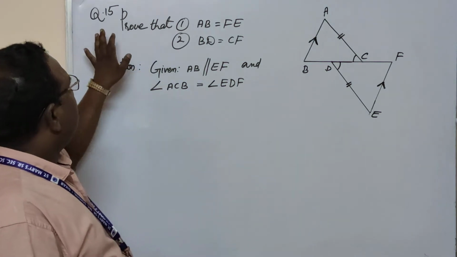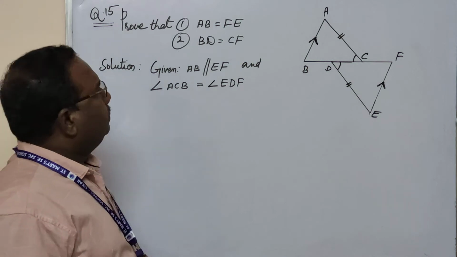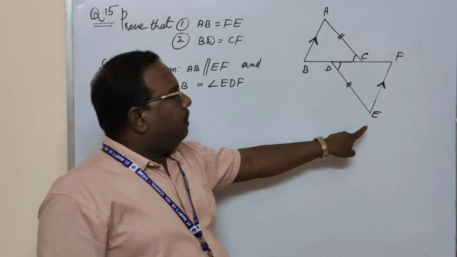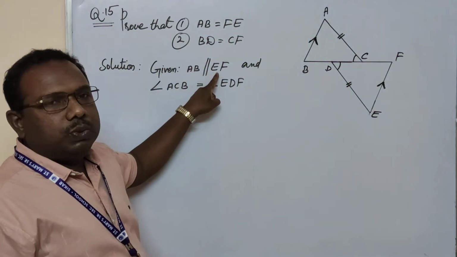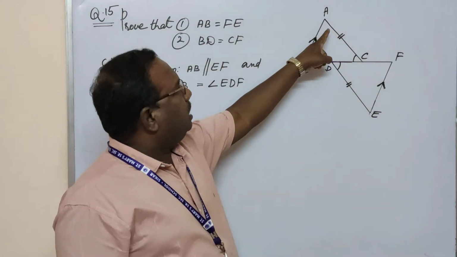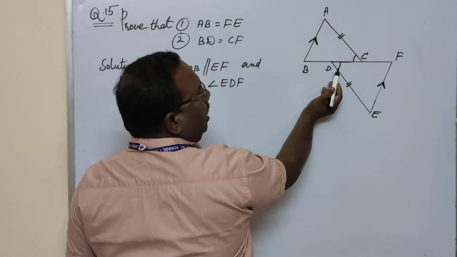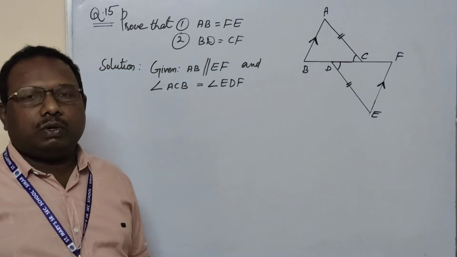Question number 15. Look at the board. In the figure, AB is parallel to EF, and angle ACB is equal to angle EDF. This is also given in the question.